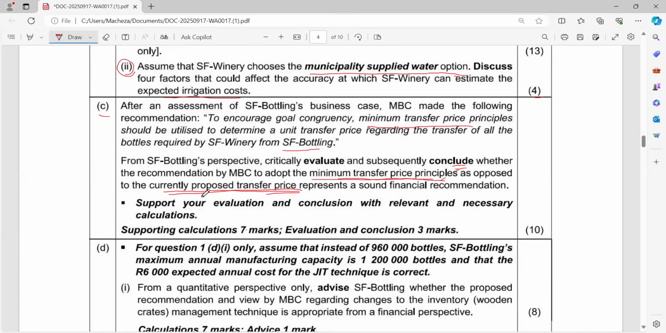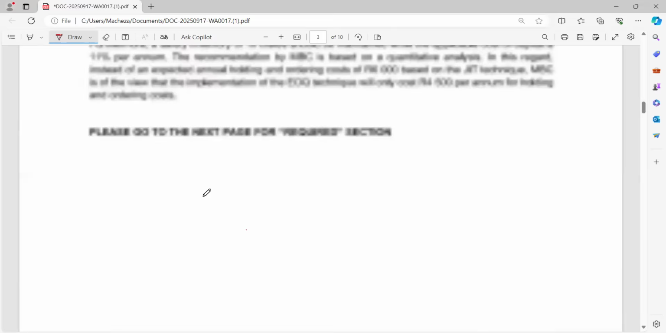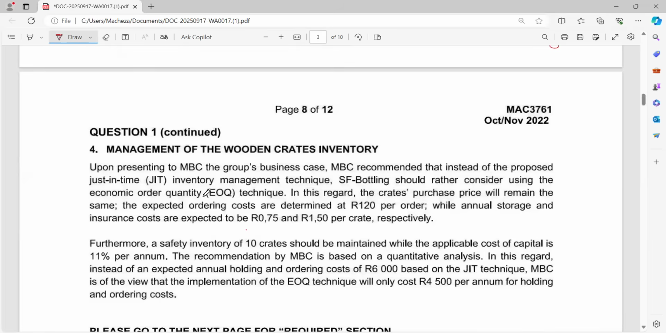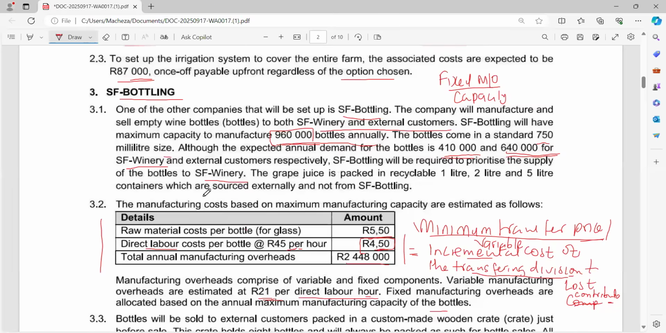So which means now we should go to the currently proposed transfer price. Then we see which one is best. Right, so the current one is here.